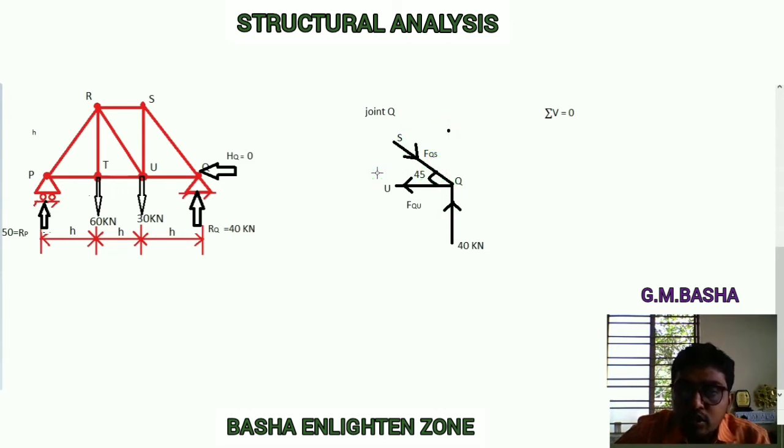So theta opposite will be sin theta and adjacent will be cos theta. If I am resolving vertically, you will get sin theta; if I am resolving horizontally, you will get cos theta. Therefore 40 will be acting upwards and this one will be acting downwards in the same line. So I am taking 40 equal to the force in the member QS into, resolving vertically, sin 45 degrees.